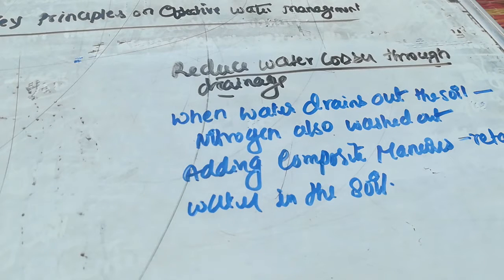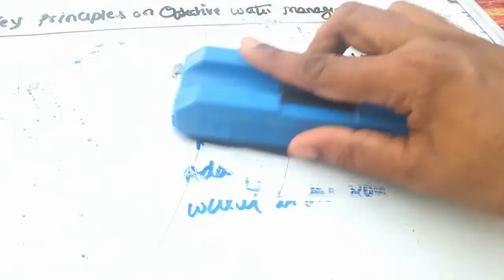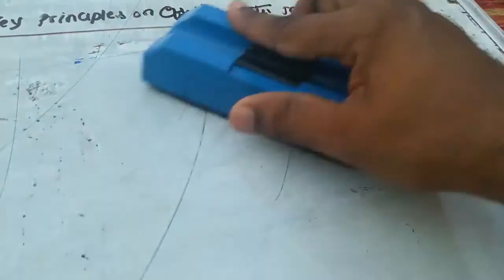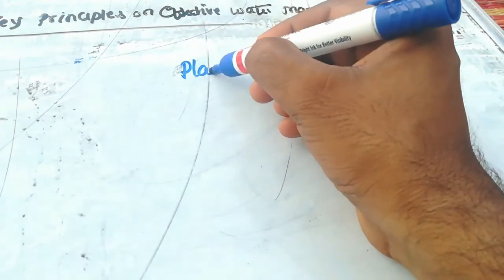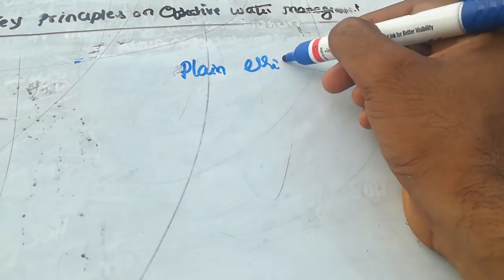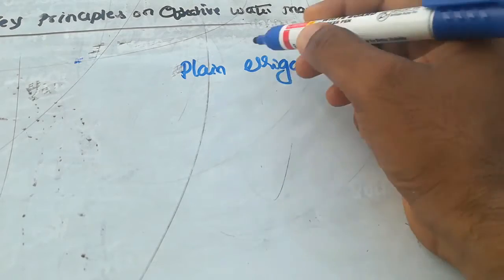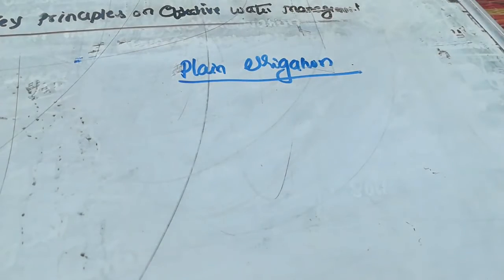So next one is plan irrigation. That is also one of the important terms. Irrigation is one way of supplementing water from rainfall and soil reserves. Irrigate water only when it is necessary. That is also one technique to retain the water in the soil.